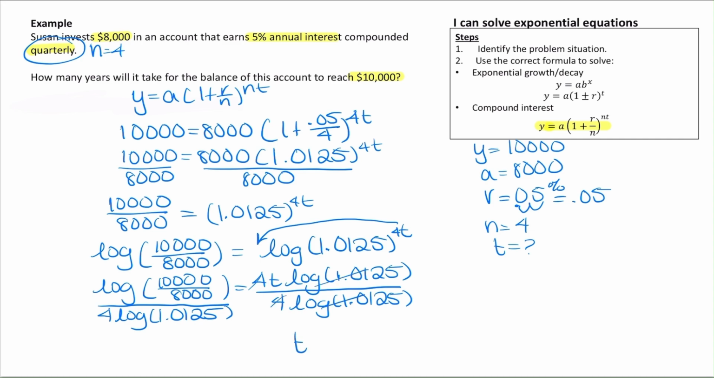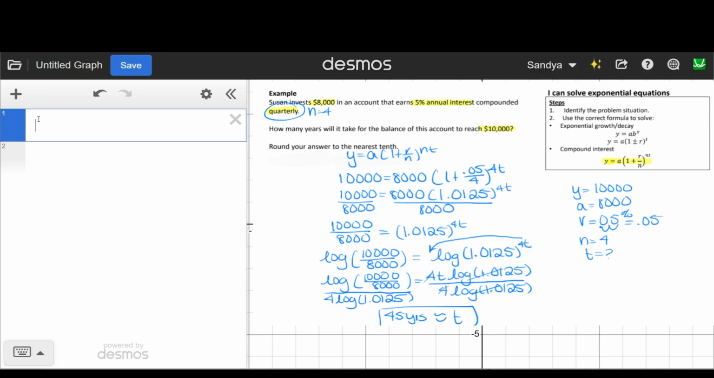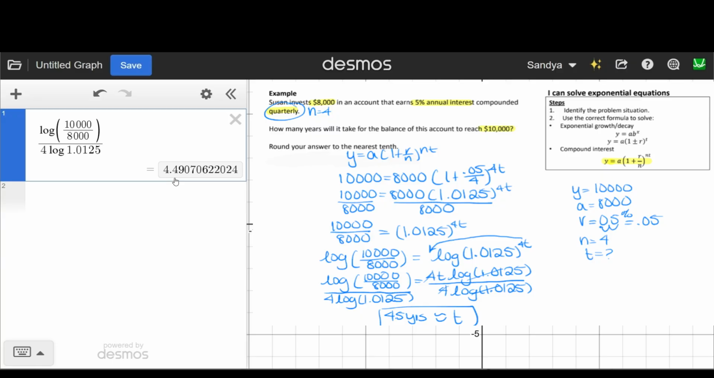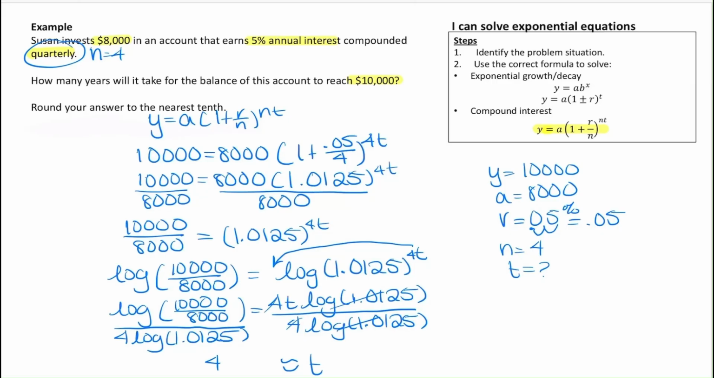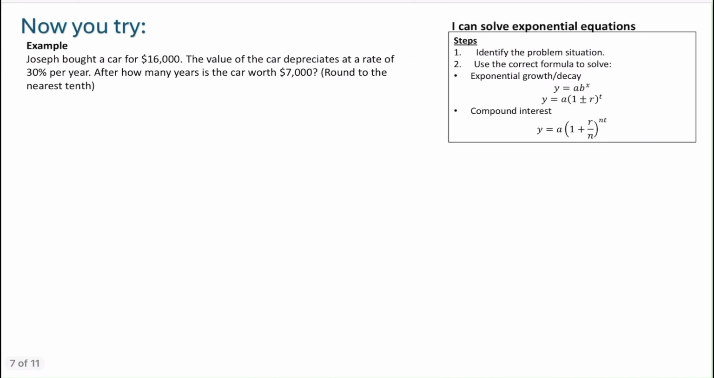So I'm going to go ahead and go to my calculator and figure out what the approximate value of t is. So here what I'm going to do now is type log parentheses 10,000 divided by 8,000. And then go ahead and close the parentheses and then divide by 4 log 1.0125. Okay, and the problem asks us to round to the nearest 10th, so this is going to be approximately 4.5 years. So we have approximately 4.5 years as the value of t. Now you can go ahead and pause the video and try doing this example on your own.